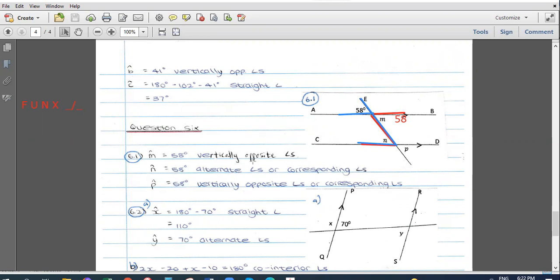One, it could be alternate because we had the red, the Z. And the other one, it could be corresponding because we have an F. So remember, F is corresponding. So we have 58. Okay, let me write 58 down here.